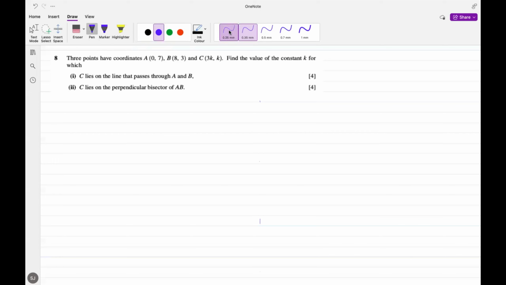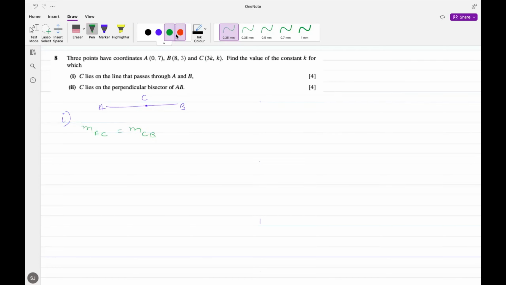In question 7, we have 3 points that have coordinates A (0, 7), B (8, 3), and C (3k, k). We have to find the value of k for which C lies on the line that passes through A and B. Now, as C lies on the line that passes through A and B, we can attempt this question in two different ways. We can use a gradient formula as if points are on the same line, the gradients are equal. So we can equate the gradient of AC and the gradient of CB. As the C coordinates have the same variables, we'll be able to find the value of k.